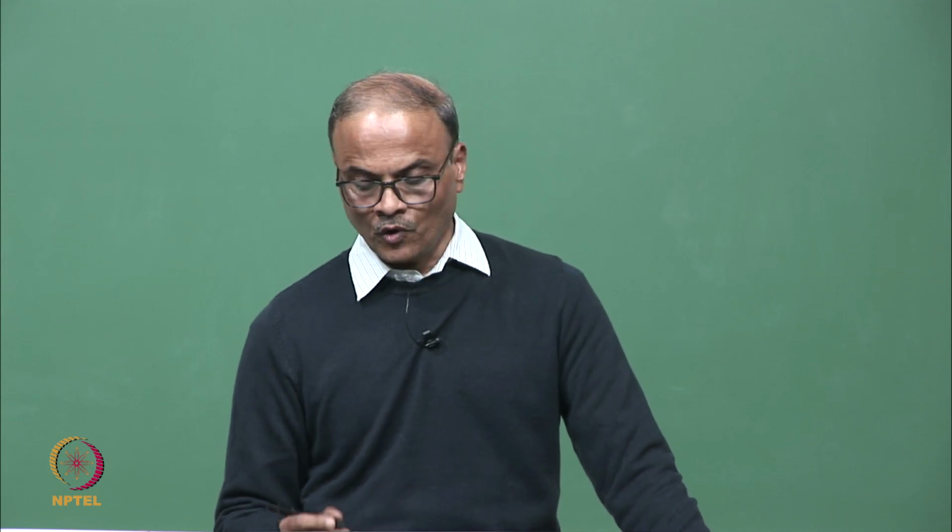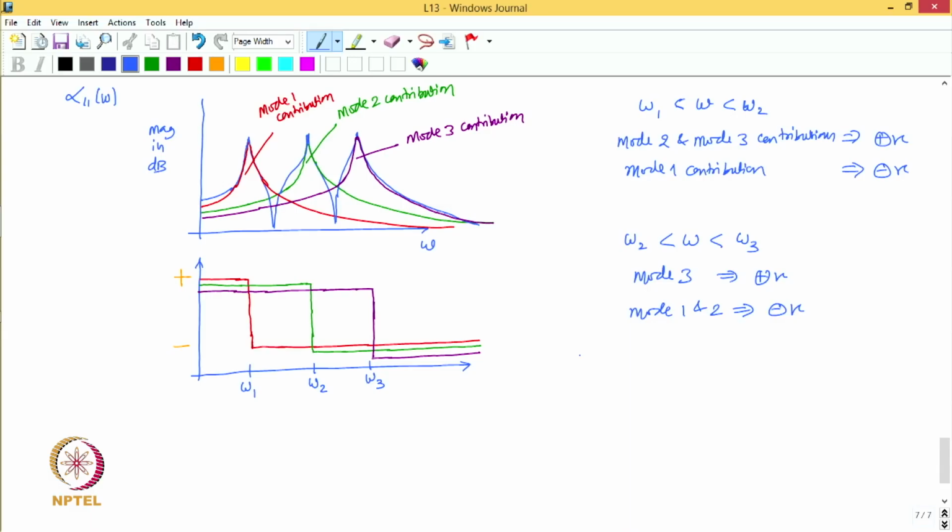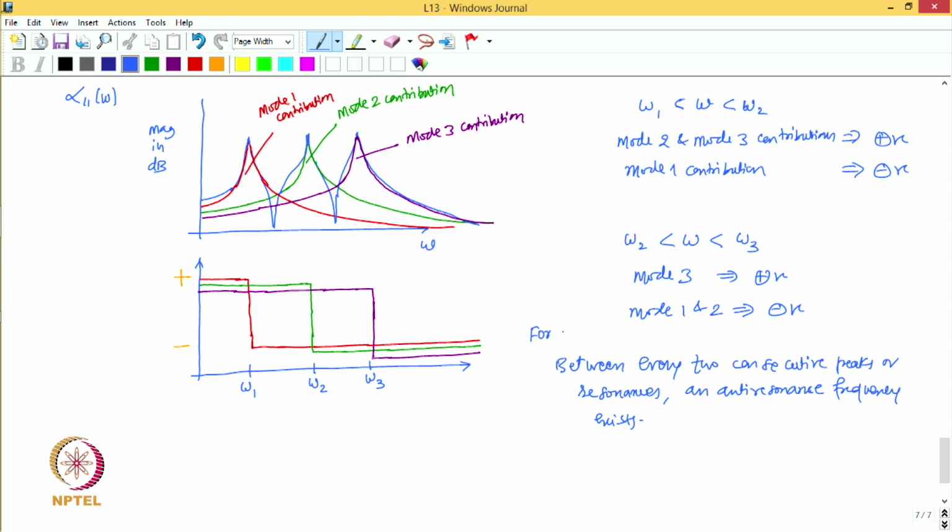So therefore, for a point FRF, what we see is that between every two consecutive peaks or resonances, an anti-resonance frequency exists. So this is for a point FRF.